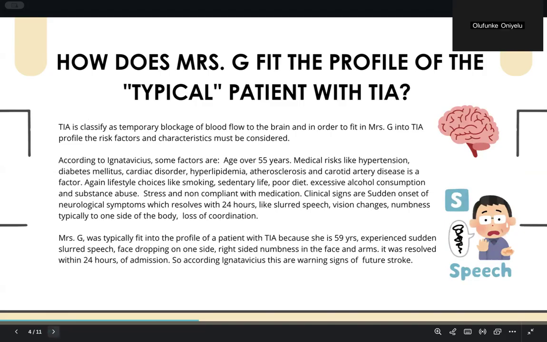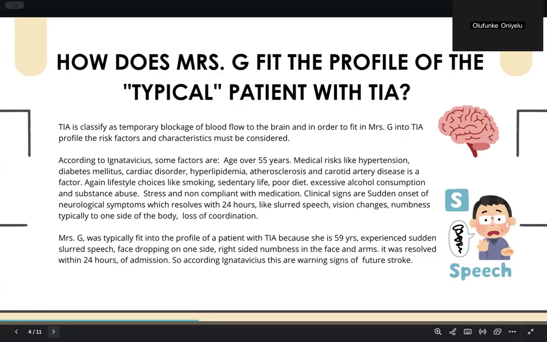So when looking at how, my name is Olu. So when looking at how Miss G fits into the profile of a TIA patient, we have to consider the signs and symptoms of TIA. So TIA is classified as temporal blockage of blood flow to the brain, and in order to fit Miss G into TIA profile, the risk factors and characteristics must be considered.